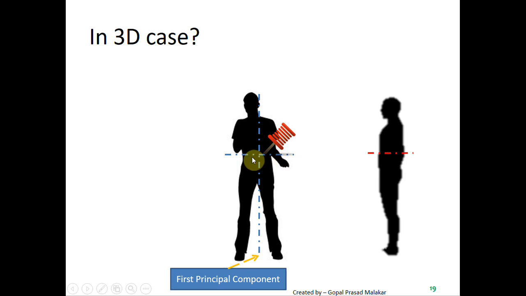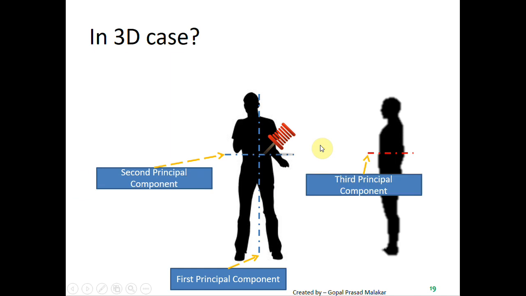Among the residual variance, this one is obviously bigger than this one, so this represents the second principal component and this represents the third principal component.